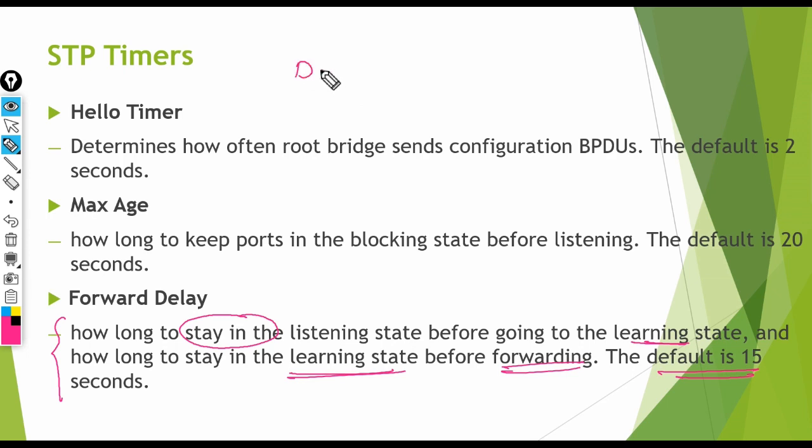So disabled to blocking is 20 seconds. Before going to the listening state, it will be there up to 20 seconds, and before going to the learning state, it will be there 15 seconds. Before going to the forwarding state, it will be there for 15 seconds. So in total that is 50 seconds of forwarding delay here. So these are very important points which we need to remember.